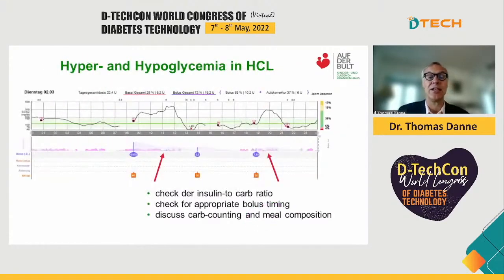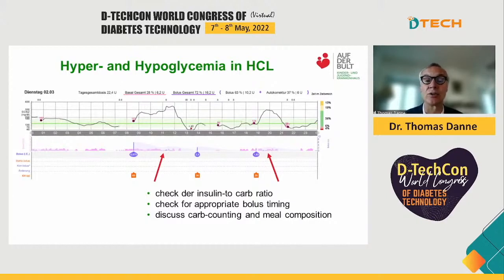Here you can see that hyper- and hypoglycemia still happen in hybrid closed loop. So if we see that things are not going very well, we really have to look at the lower panel. You can see the insulin that is given. The little lines are the boluses, and you see how the basal rate is adjusted there as well. So the first thing is to check the insulin to carb ratio. Second thing, see whether the patient is doing an appropriate bolus timing. I'll speak to that in a second.